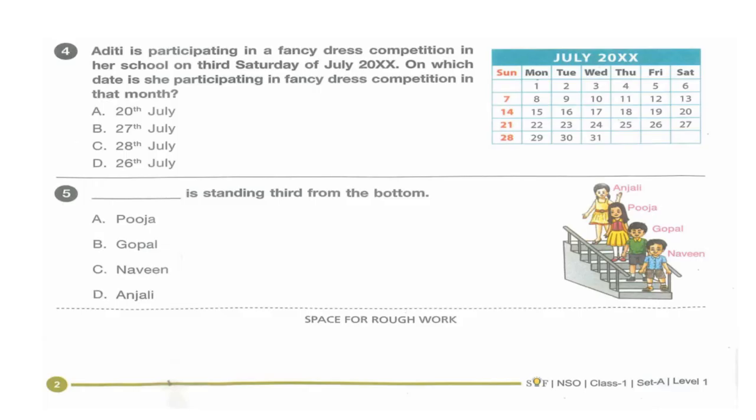Question number 4. Aditi is participating in a fancy dress competition in her school on 3rd Saturday of July 20XX. On which date is she participating in fancy dress competition in that month? Option A says 20th July, option B says 27th July, option C 28th July, and option D 26th July. The calendar is also given on the right side.